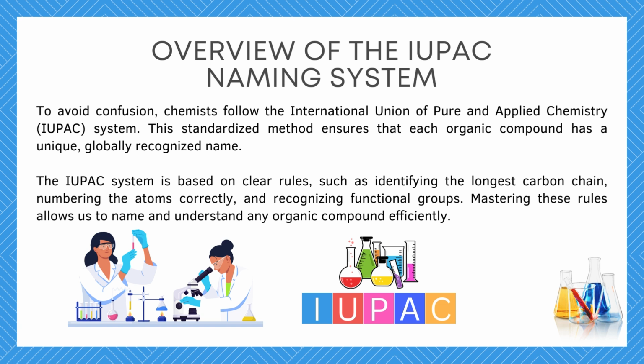So there is a system, a pattern that we follow before any compound, particularly organic compounds, can be named. This system ensures that no other organic molecule carries the name of another compound, so that there will not be confusion. The IUPAC system is based on clear rules, such as identifying the longest carbon chain, numbering the atoms correctly, and recognizing functional groups. Mastering these rules allows us to name and to understand any organic compound effectively.